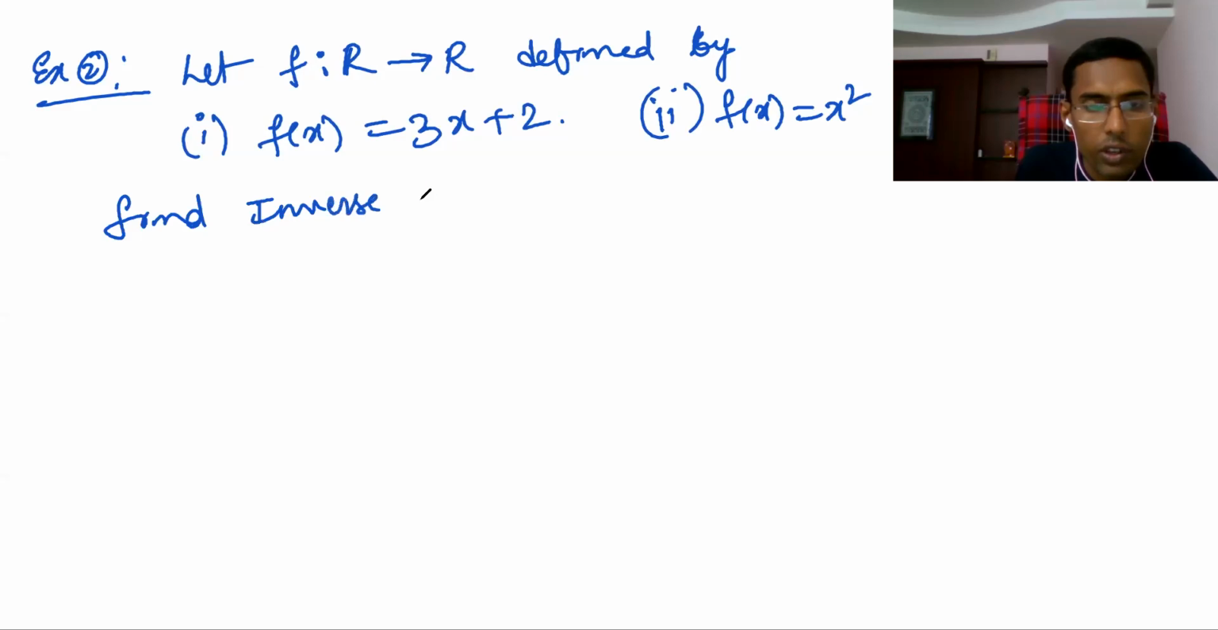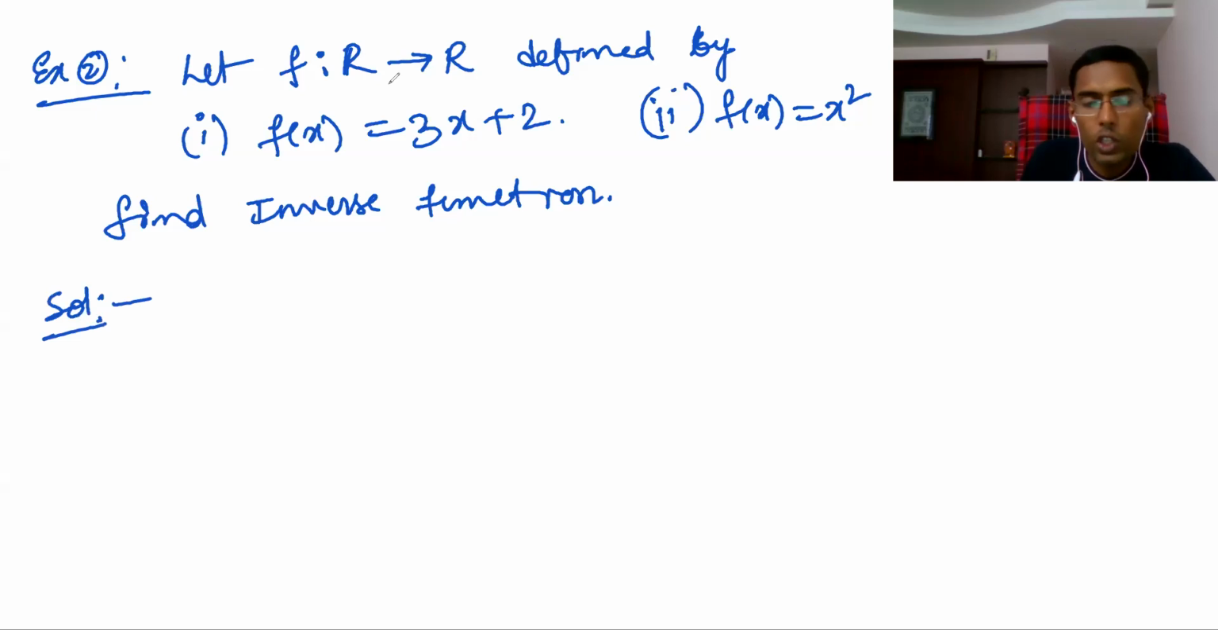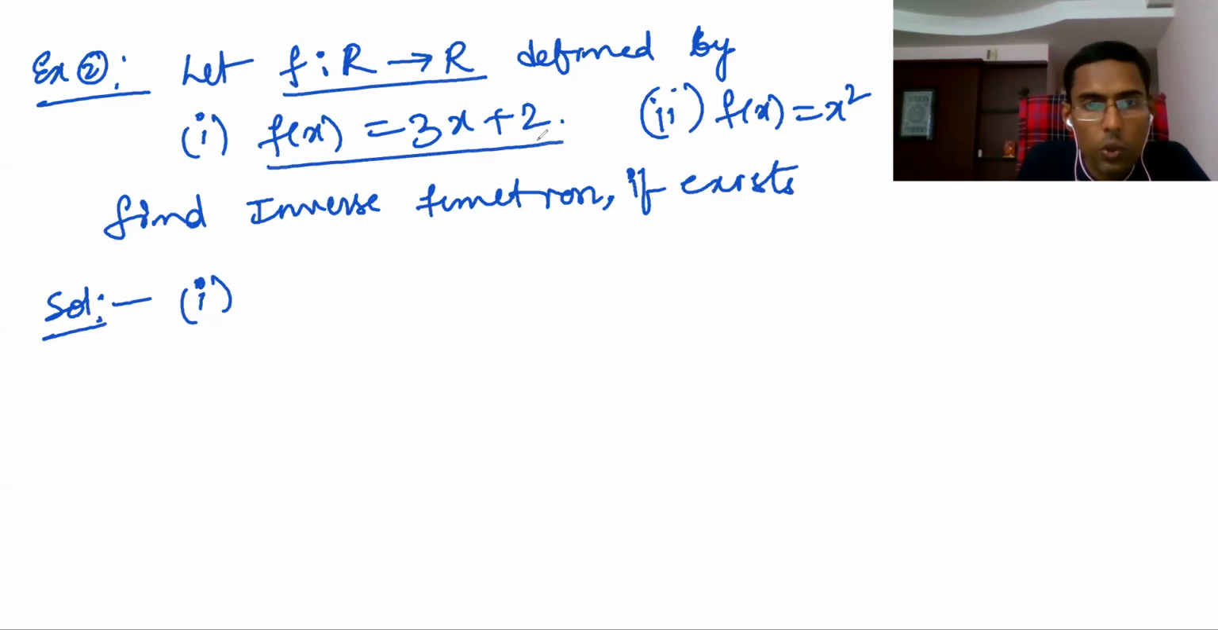For these functions, you have to find the inverse function if it exists. If it exists. So what you should do is, to find the inverse function, first of all you have to check whether it is one-one or not. So for the first question, find its inverse if it exists. So first, f maps R to R defined by f of x equal to 3x plus 2. You have to check whether it is one-one or not. Just by seeing it you can understand.